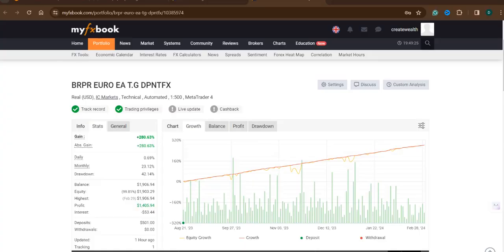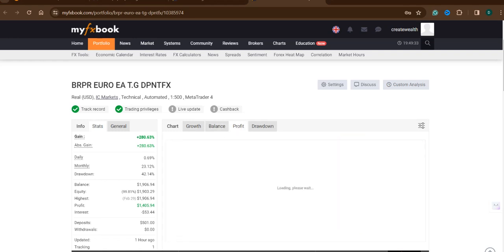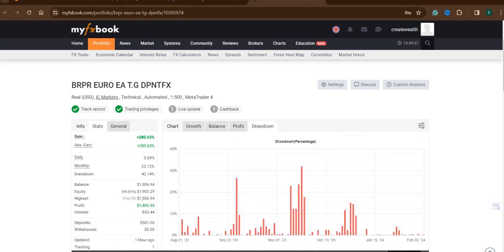So here are my FX Book statistics. As you can see, this is the growth graph, this is the balance graph, this is the profit graph, and this is the drawdown graph so far, right?